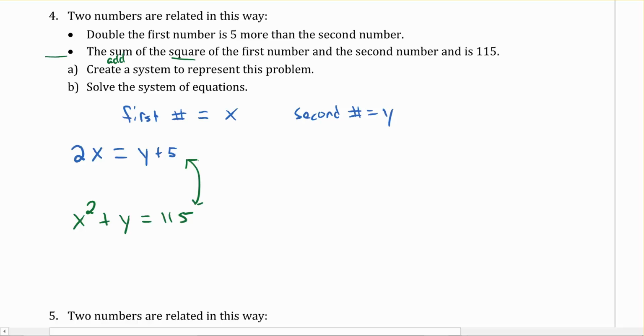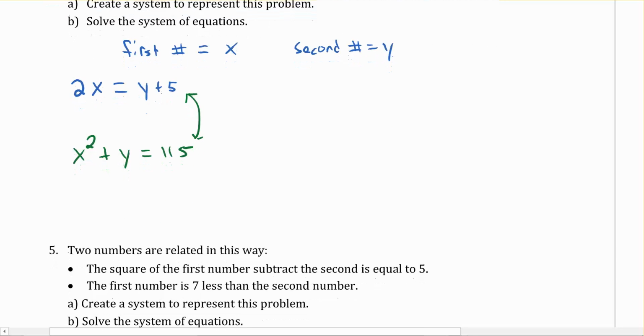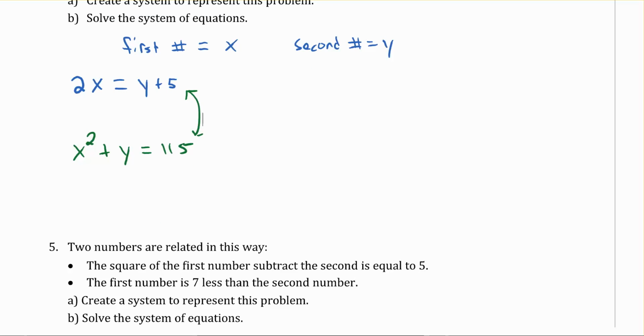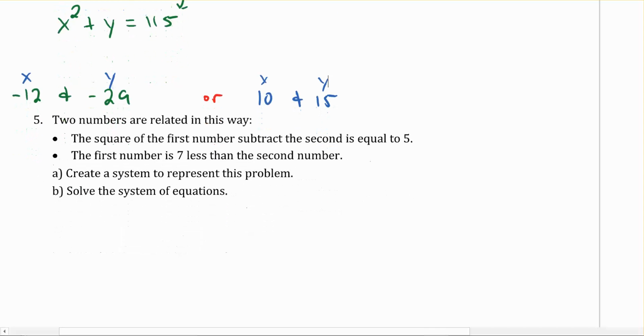I'll let you guys go ahead and find the answers for that. Actually, I'll give you the answers for this one. So your solutions for this one actually could be a few. It could be negative 12 and 29 or 10 and 15. So, you know, negative 12 would be your x, that'd be your y, that'd be your x, and that'd be your y. Okay, so there's the answer for that. See if you guys can go through and solve for those to get those numbers.